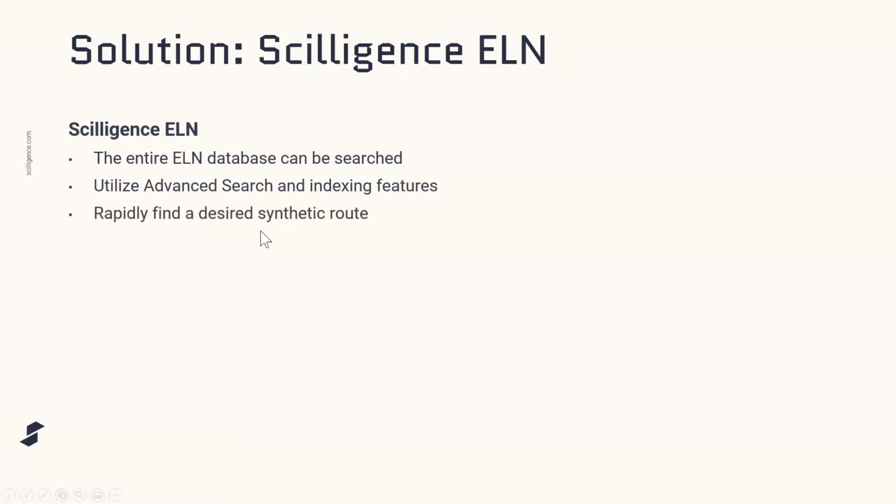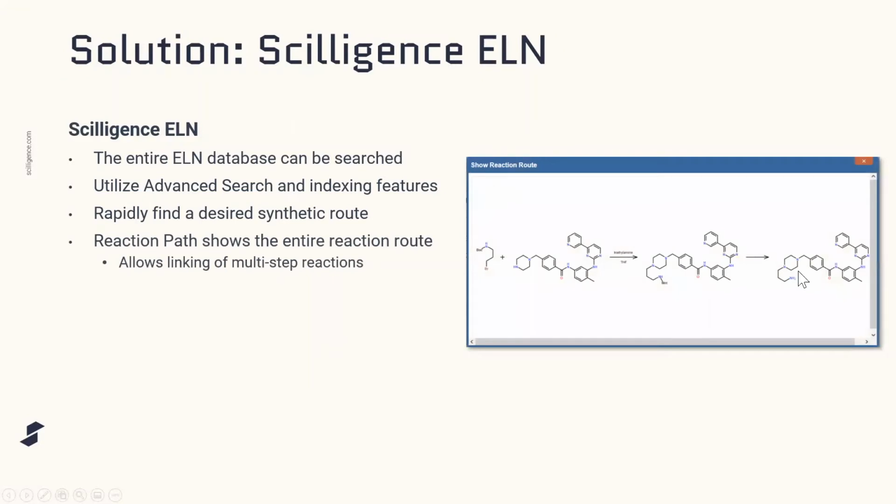Another thing is you can rapidly find a desired synthetic route. We have something called reaction path in our ELN that quickly shows you a multi-step synthesis and maps out the synthetic route. And then it allows you to link multi-step reactions. So this is with our ELN.